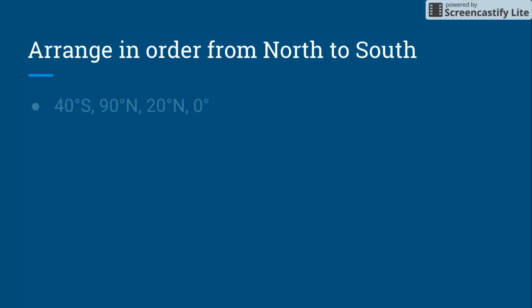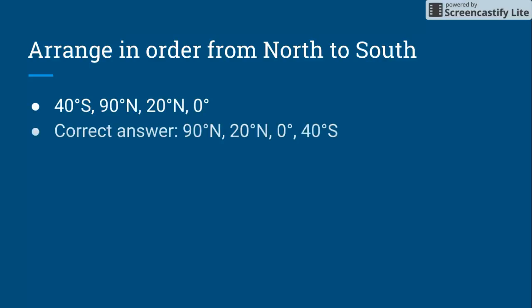All right, in order from north to south. The correct answer should be 90 north because that's the biggest north number. The second biggest north number is 20. Then we have 0. Then we would put any of the south numbers. 40 degrees south is at the end.